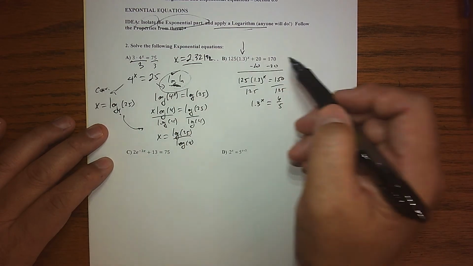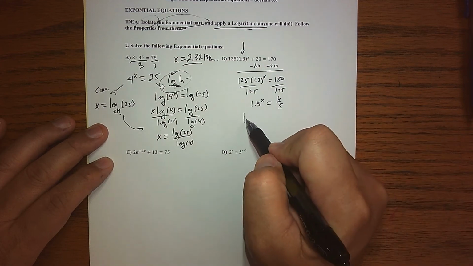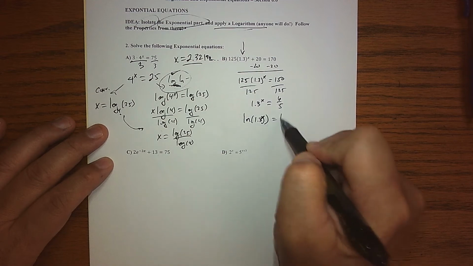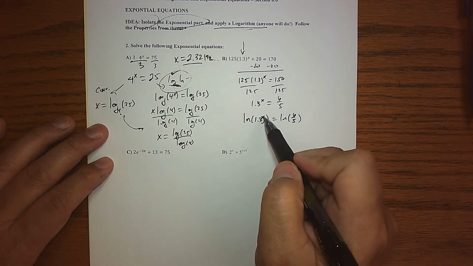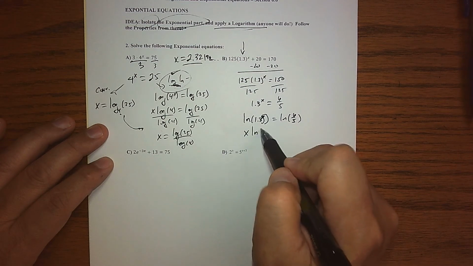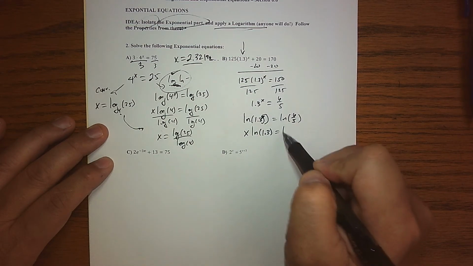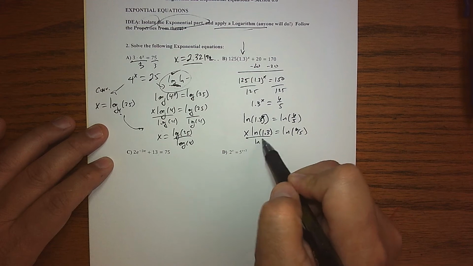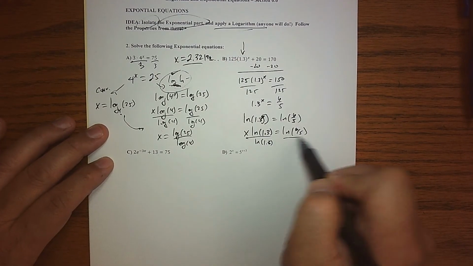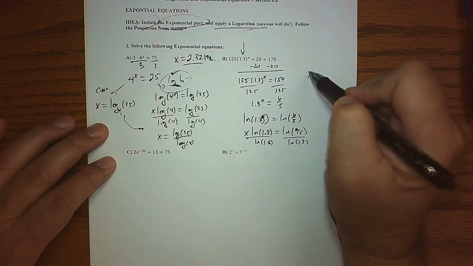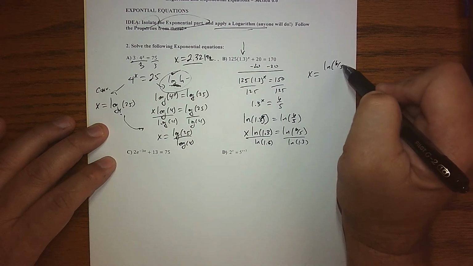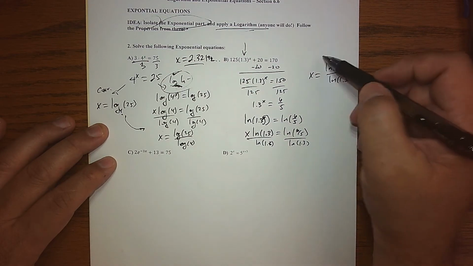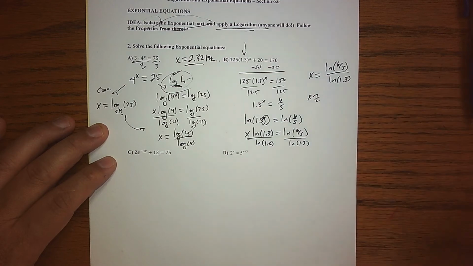Since I applied the log before, how about I apply the natural log here? So I'm going to take the natural log of this side, and whatever I do to one side, I do to the other. Here my power rule comes into play, so we have x times the natural log of 1.3 equals the natural log of 6 over 5. And so here, to get x by itself, I'll divide by the natural log of 1.3, and there's our answer. So x equals the natural log of 6/5 divided by the natural log of 1.3. That's what we call an exact answer, by the way. To get the approximation, I just turn to my calculator.